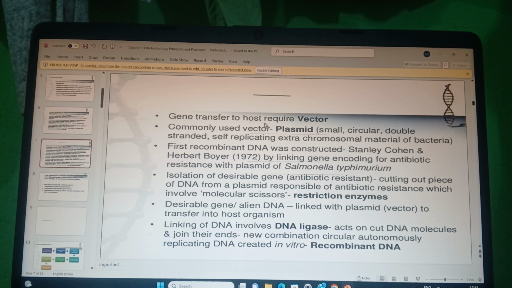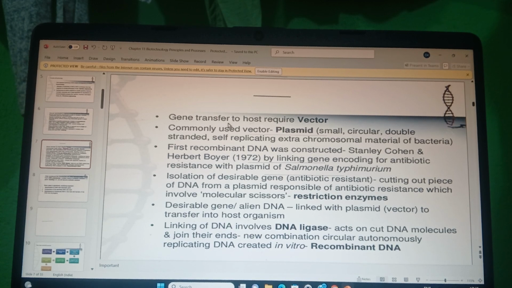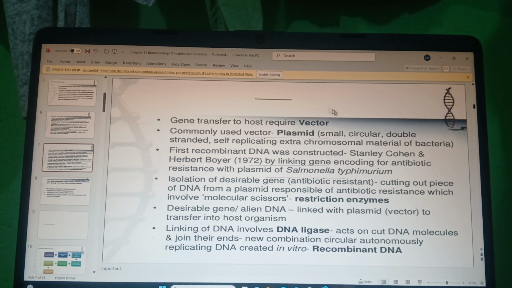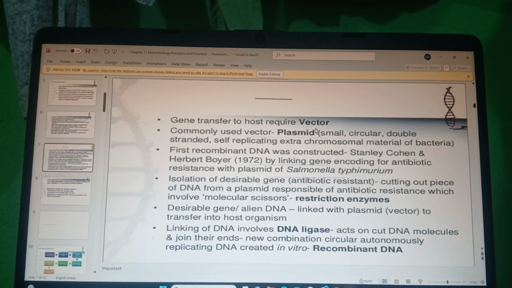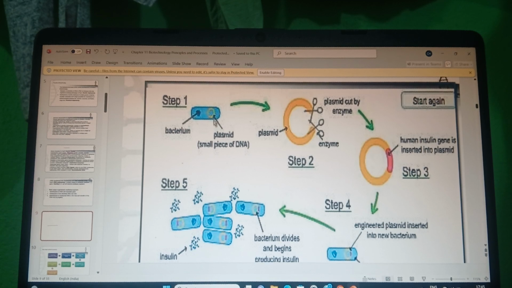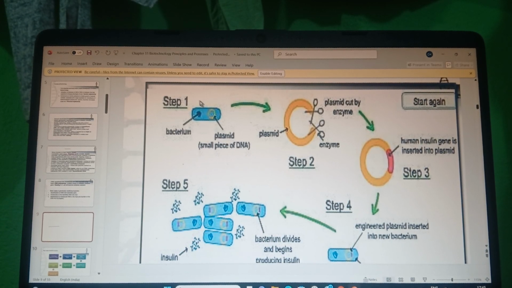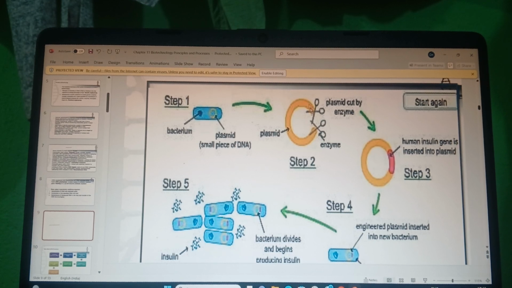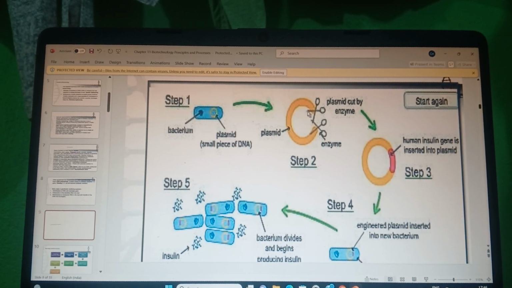Gene transfer to the host requires the vector. What is vector? Vector is the vehicle DNA. Suppose, what is vector, this is a bacteria, you look, this is a bacteria. You take the plasmid, this is known as the plasmid DNA of the bacteria.